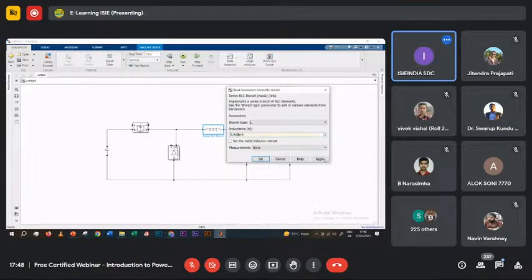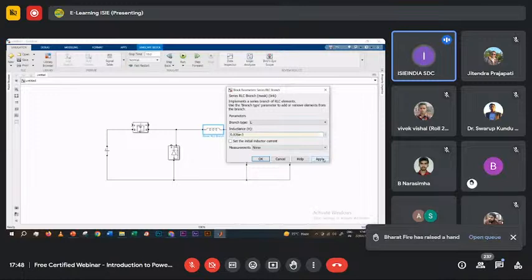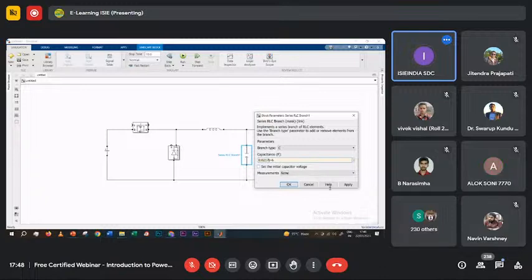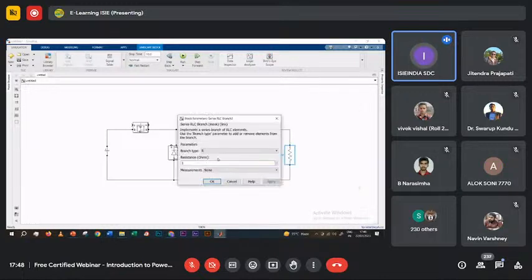0.036 millihenry, and capacitance it was 0.0217 microfarad. Now we'll have the resistance, it was 5.76.